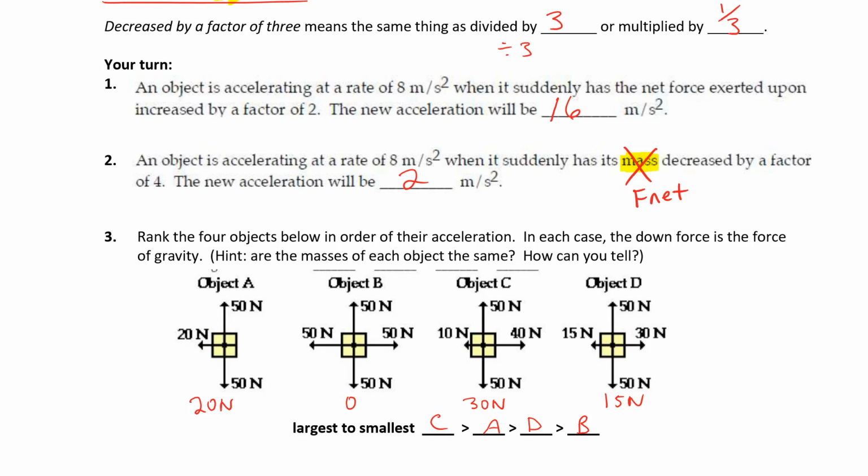All right, got some answers for the first 3 questions here. It says the first one is 16, the next one is 2. The last one, it's rank the objects in order of their acceleration. So I wrote on the bottom here, I just did this first thinking about what the F net was in each case. I'm not sure, did you check out this part? It says, hint, are the masses of each object the same? How can you tell? And the answer is, yeah, the masses are the same, because each of those, the force of gravity downwards, they tell you is 50, so therefore the mass must be the same on each one. So that's why you get that C, A, D, B as an answer.